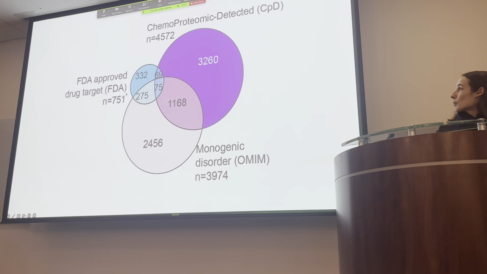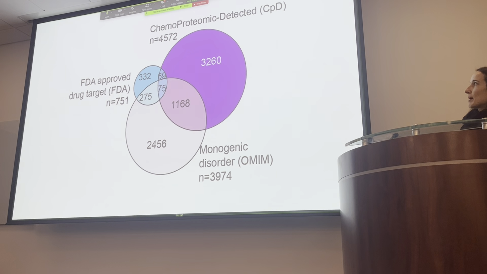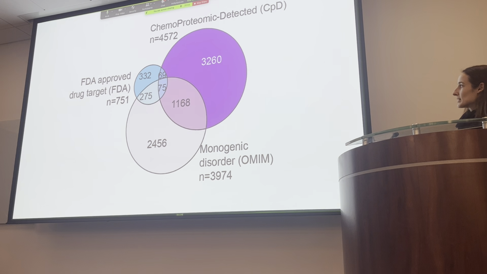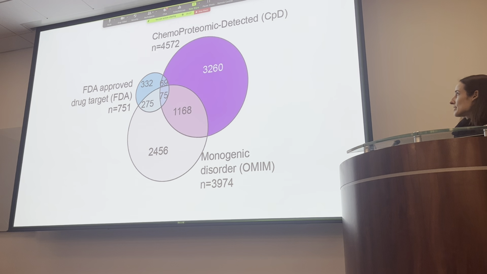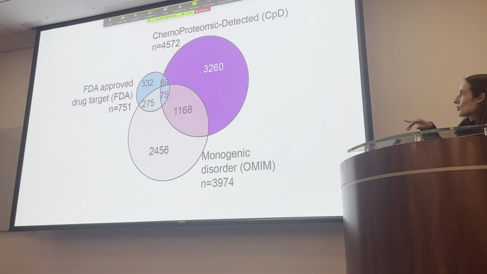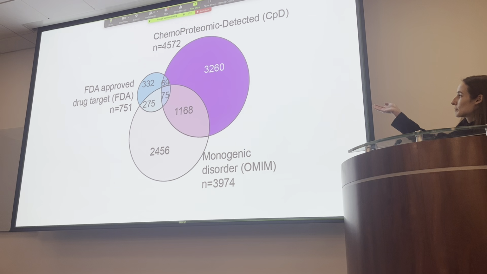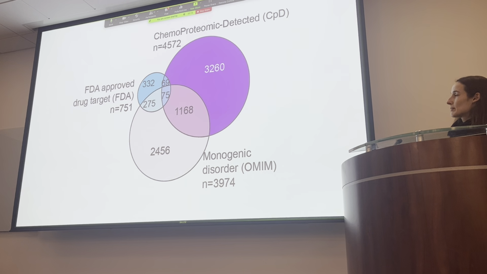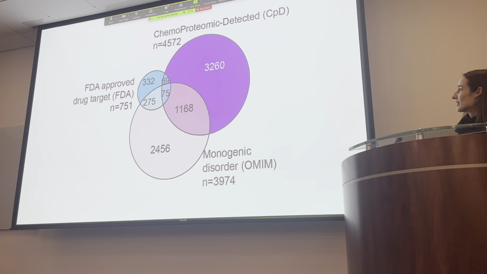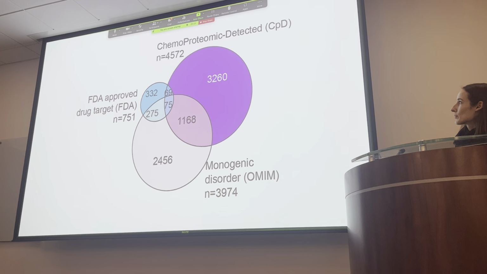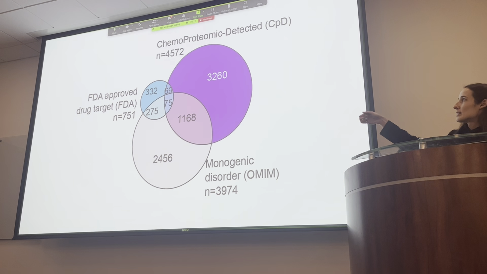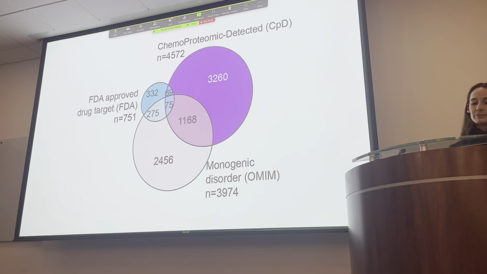So we wanted to see how the overlap of chemoproteomic detected proteins compared to FDA-approved drug target proteins and our set of monogenic disorder genes. And you can see that there is significant overlap between the detected proteins and OMIM genes, which I'm abbreviating as OMIM, for monogenic disorder associated genes. And a lot of this overlap does not, or excludes the FDA drug target list.